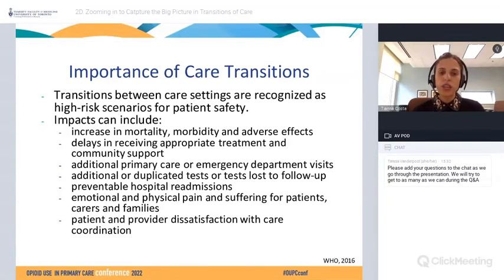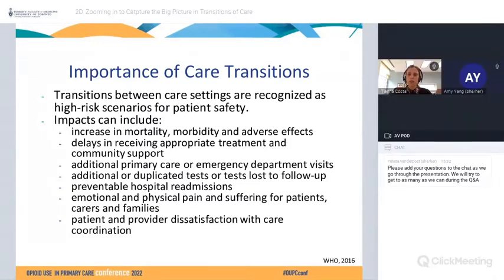One of the most concerning is emotional and physical pain and suffering for patients, their caregivers, and families. And finally, patient and provider dissatisfaction with care coordination. And I'm sure that many of you in the audience can think of a time when a person was leaving hospital and really the care transition was just not ideal. There wasn't that timely follow-up or you didn't receive the information in time.